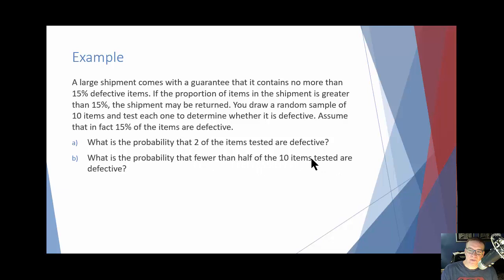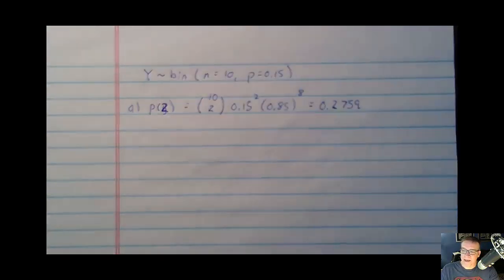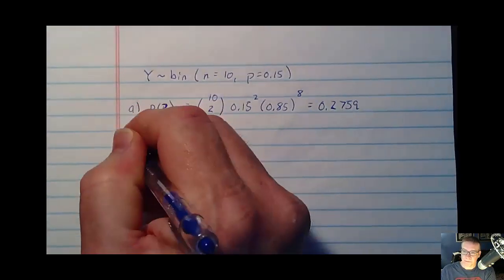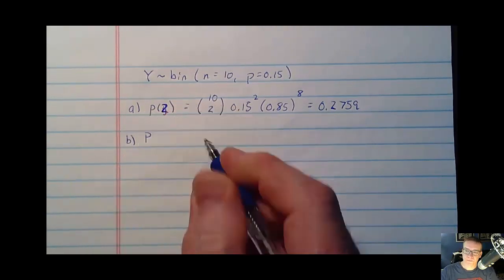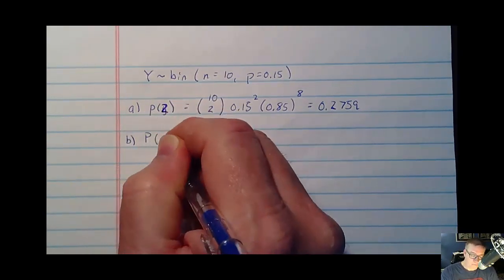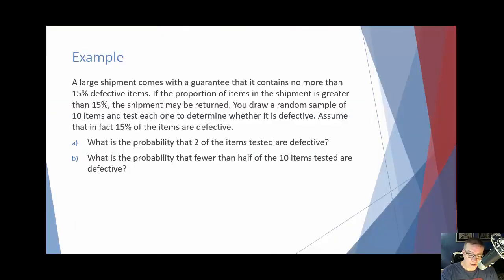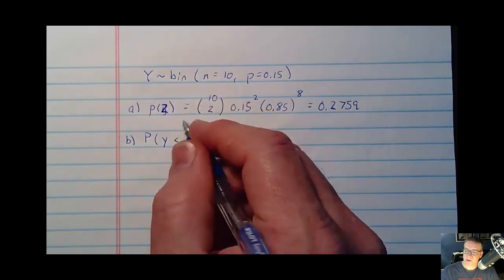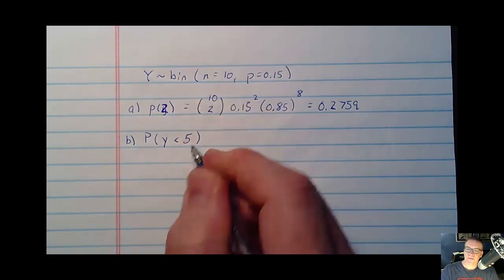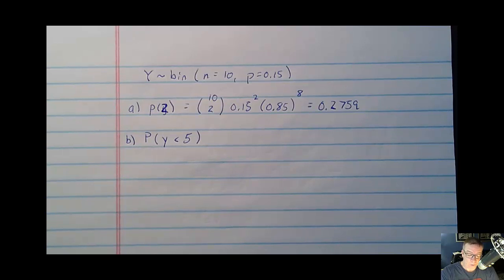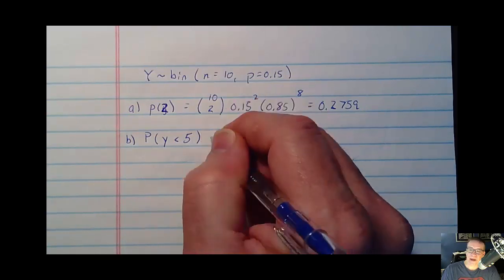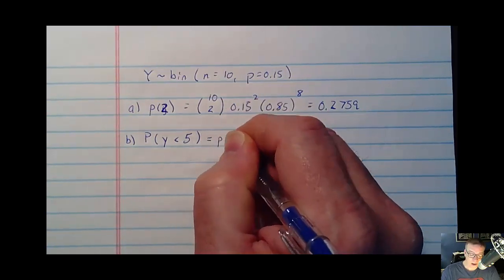Okay, so let's look at some more of these probabilities. What is the probability that fewer than half of the 10 items tested are defective? So in part B, that means we would want y to be less than, I'm sorry, fewer than half. So we want y to be less than 5. Fewer than half. 5 of them would be half, and so we want y to be less than 5.